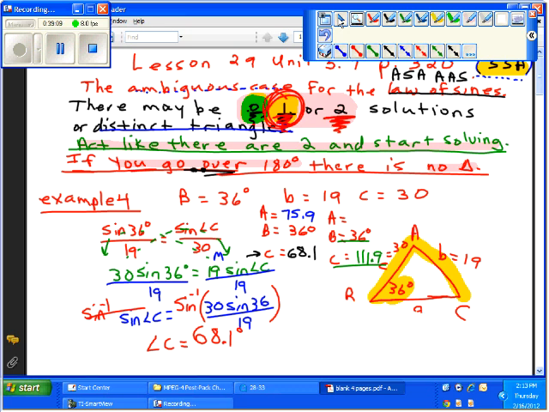So in option 2, angle A is 180 minus angle B, 36, minus angle C, 111.9. And so in option 2, angle A is 180 minus 36 minus 111.9, which is 32.1 degrees.